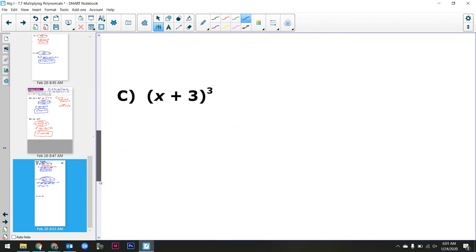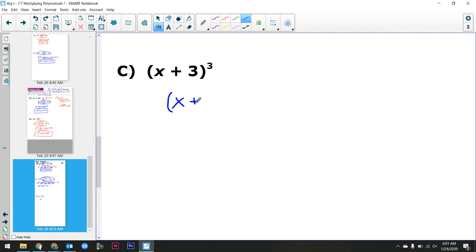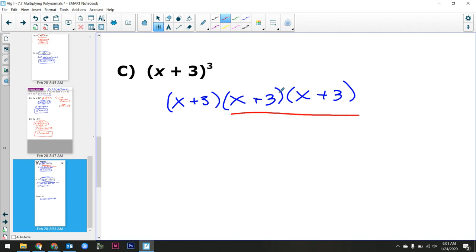Okay, last problem here. X plus 3 to the third. Just like x plus 3 squared was x plus 3 times x plus 3, x plus 3 to the third is just 3 times over. Okay, now here's what we're going to do. Here's the method for this one. Whenever you have a binomial to the third power like that, multiply those two together.